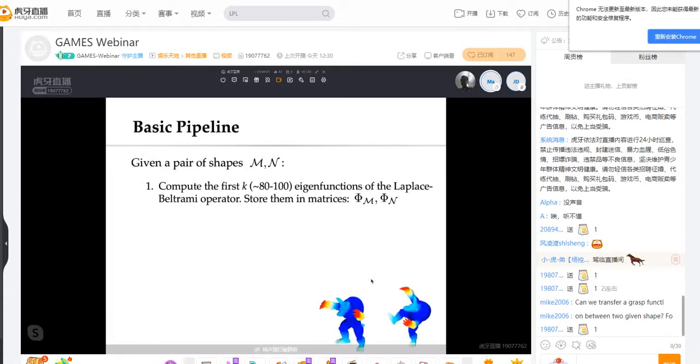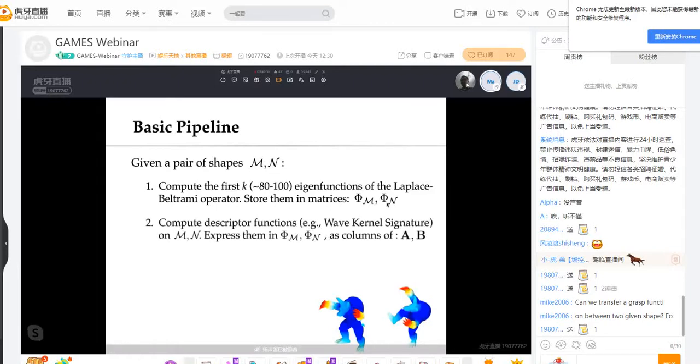So this is the kind of pipeline that we proposed for finding functional maps based on all of these observations. We are given a pair of shapes M and N. First we compute a small set of basis functions, like the eigenfunctions of the Laplace-Beltrami operators. We store them in matrices Phi M and Phi N, where columns are individual functions, so each column is one function. Then we compute some descriptor functions, for example heat kernel signature, wave kernel signature, and we express each of these as coefficients in this pre-computed basis, and we can store the corresponding coefficients in matrices A and B.